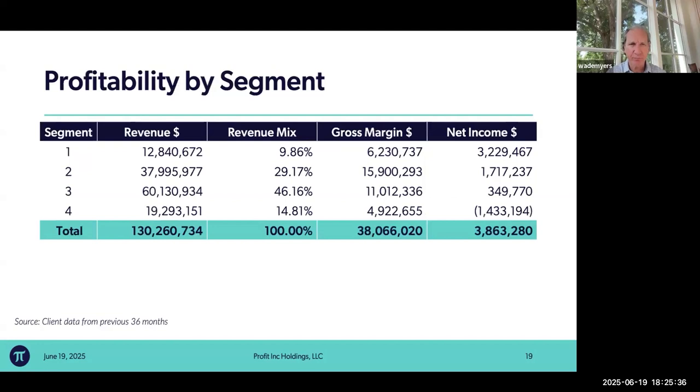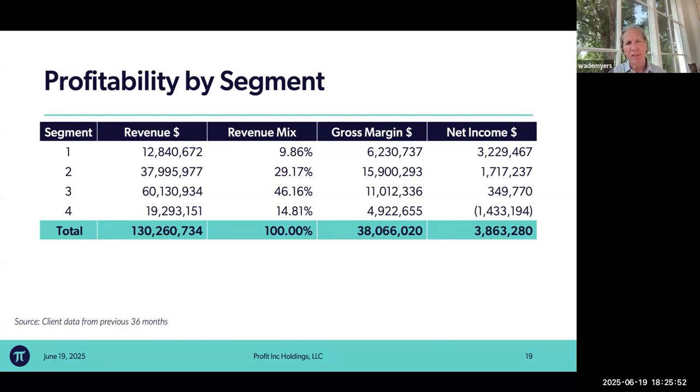So here's a couple of just quick analyses for this particular company. They had various segments. The number 3 was their retail segment, which they loved, their retailers. And the other 3 segments were different wholesale segments.